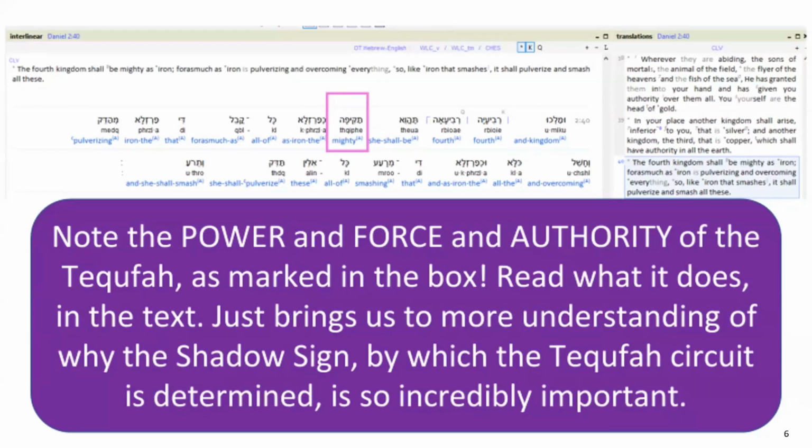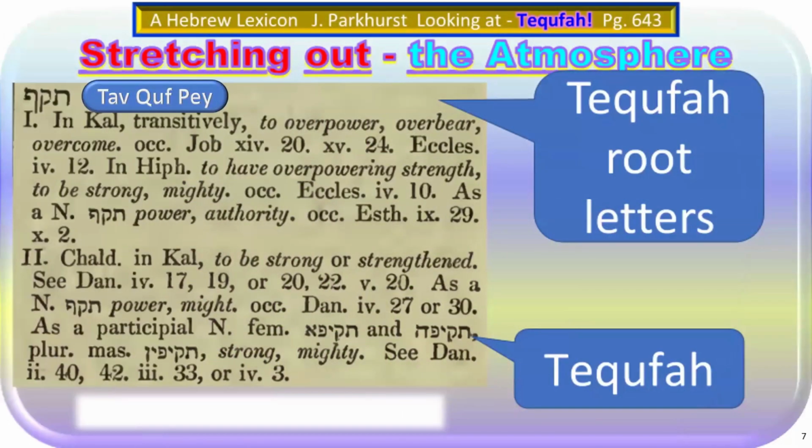Massive amount of importance on that shadow. Just when you look at Hezekiah and the sundial incident, what Hezekiah did, he asked for that shadow of the stretched line in the Tekufah to move back 10 degrees. So here we are looking at a description of how Yahusha formed the atmosphere. This is directly referencing creation in Genesis 1. This is from J. Parkhurst.